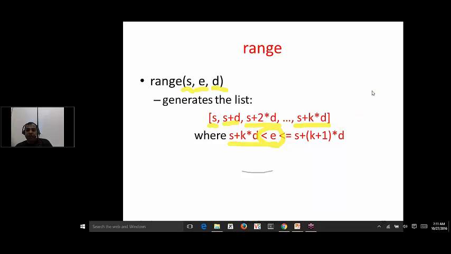You do not generate a value which is equal to E. Okay. So this is very important. Range excludes the end point E.